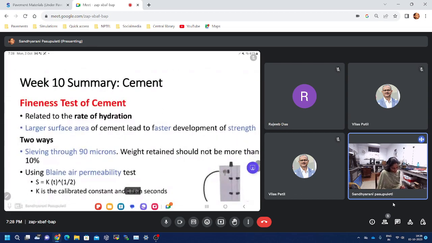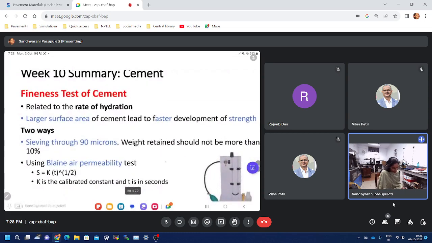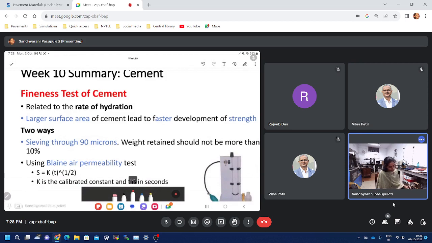And the last parameter for cement is the fineness test of cement. Why do we need to understand the fineness test? Let us say when I say cement, this is not a single size. Just like when I say aggregate, it is a combination of different gradations. Even though cement is a very fine material, it still can have different sizes.